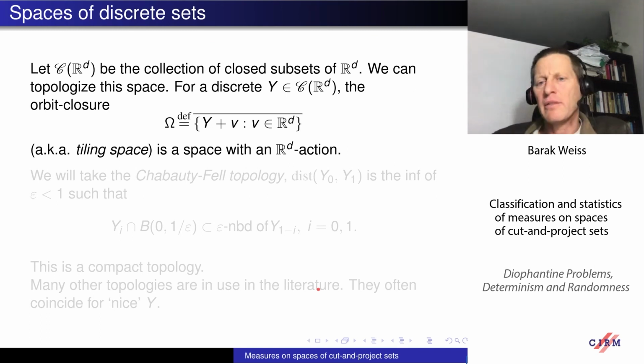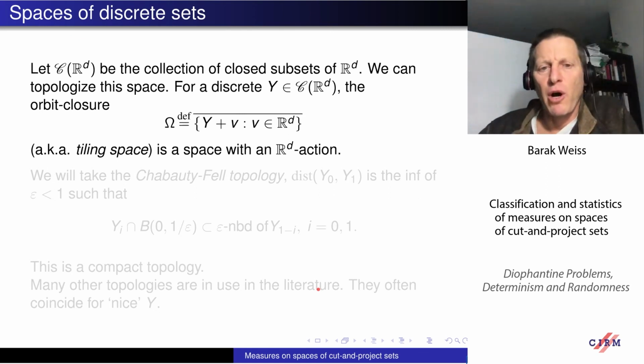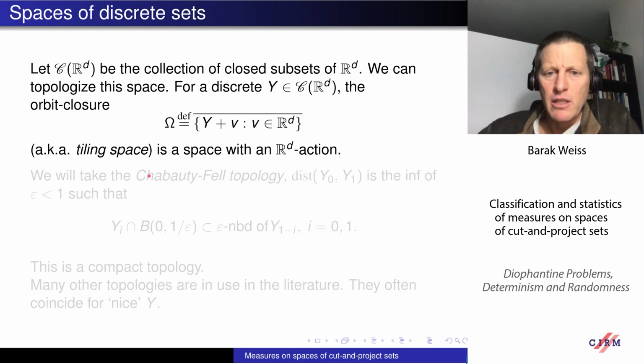So let me give a few more details about the spaces of discrete sets. We're going to be discussing measures on spaces of discrete sets. So we're going to do that by first setting up the sigma algebra. The sigma algebra is going to be the Borel sigma algebra with respect to a certain topology. And so what is this space and what is the topology? Curly C of R^d stands for closed subsets of R^d. It's a huge space made of lots and lots of sets. All closed subsets are points in this space. And we can topologize it with a certain metric, which I'll describe in a second.